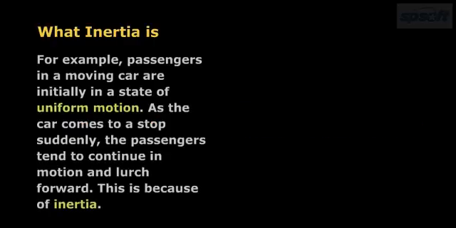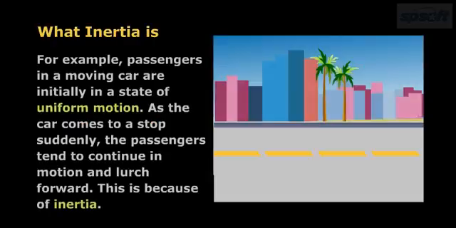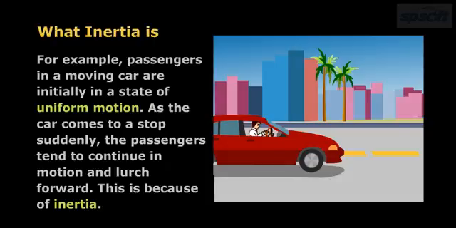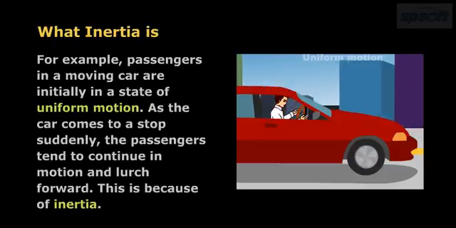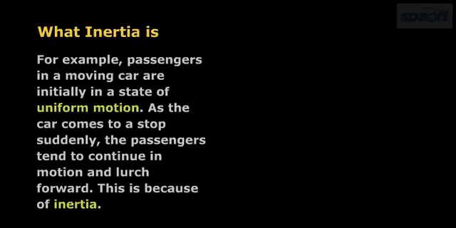For example, passengers in a moving car are initially in a state of uniform motion. As the car comes to a stop suddenly, the passengers tend to continue in motion and lurch forward. This is because of inertia.